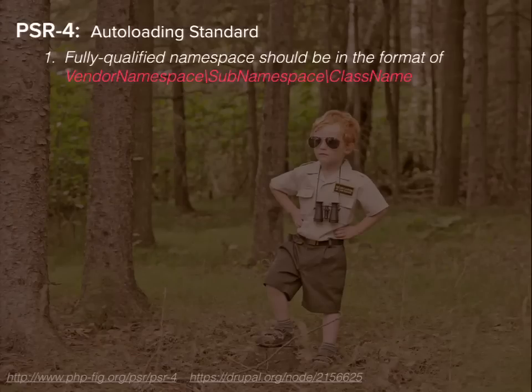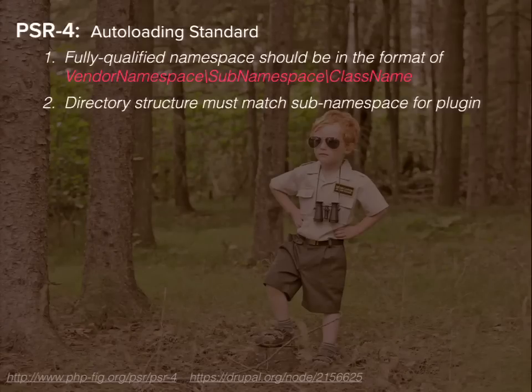What that is, basically, is a way for autoloaders to know where to find your classes, so there has to be some sort of structure that everything follows. Part one of this is having a fully qualified namespace, and it should be in the format of your vendor namespace, then a sub-namespace, and then finally the class name. And secondly, your directory structure is supposed to match at least the sub-namespace for this plugin.